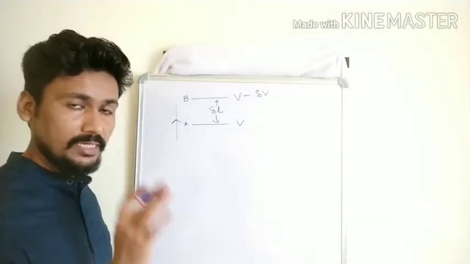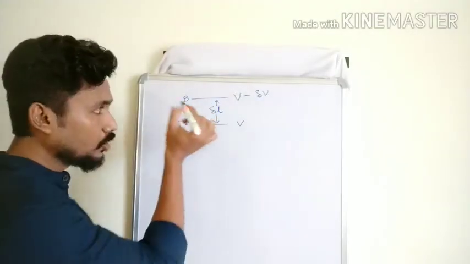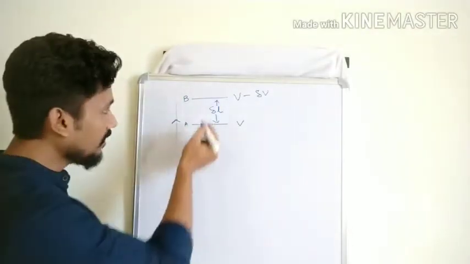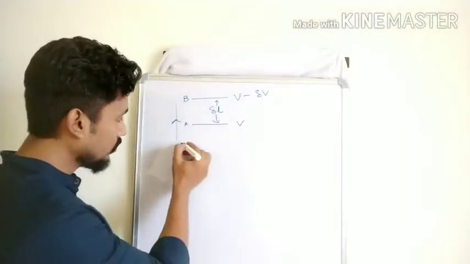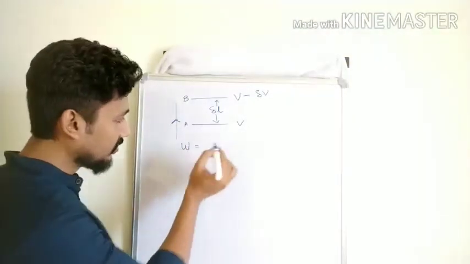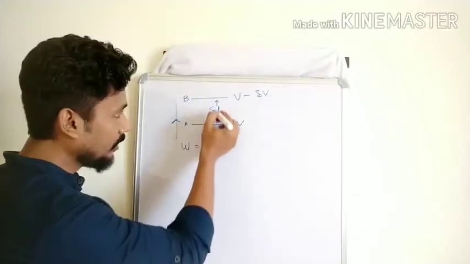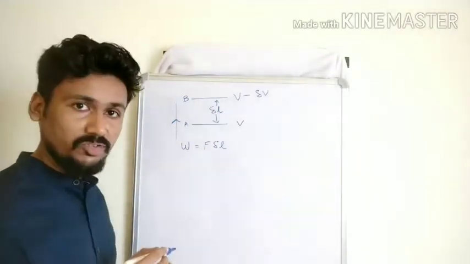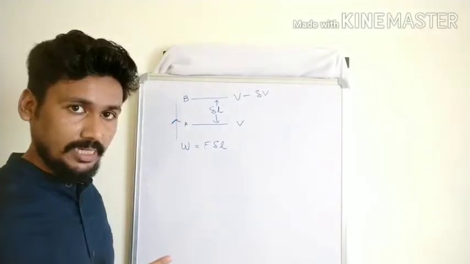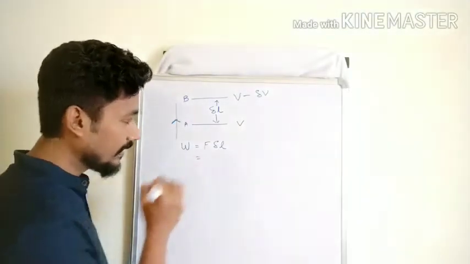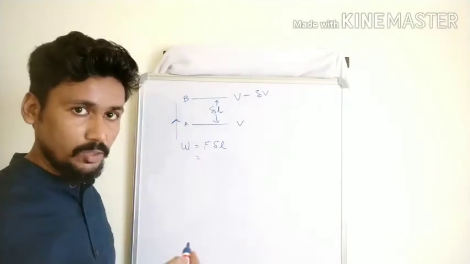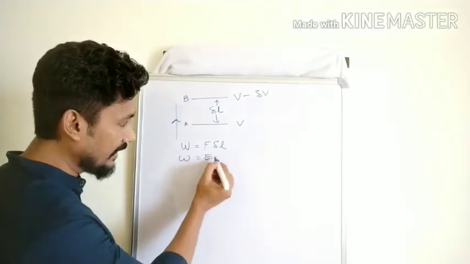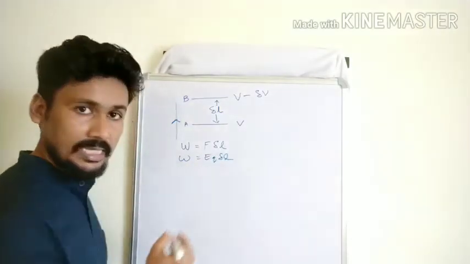We are going to apply some external force and move a unit positive charge, 1 coulomb of charge, from B to A. In moving that charge from B to A, we will do some work. That work will be given by force into the distance delta L. How much is the force? Force will be equal to electric field into charge. If you remember the definition of electric field, E is equal to F by Q. So F is equal to E into Q. So we can get work is equal to E into Q into delta L.